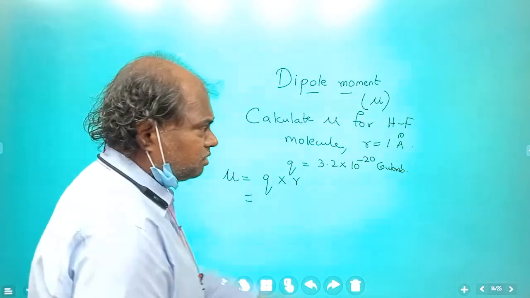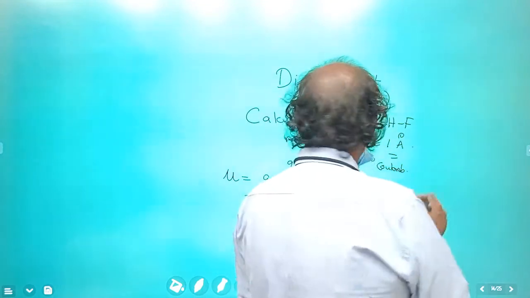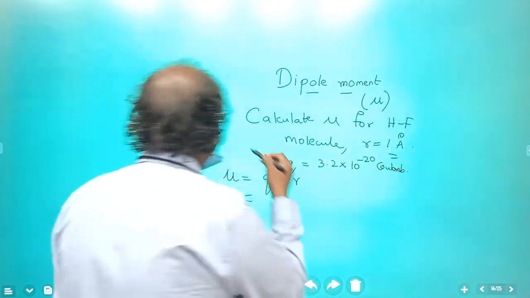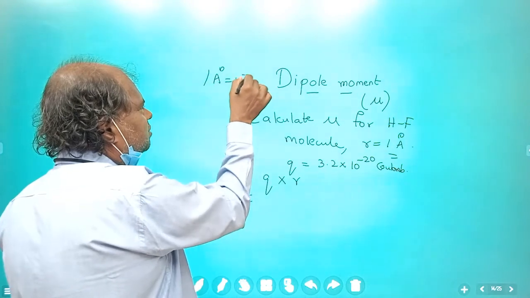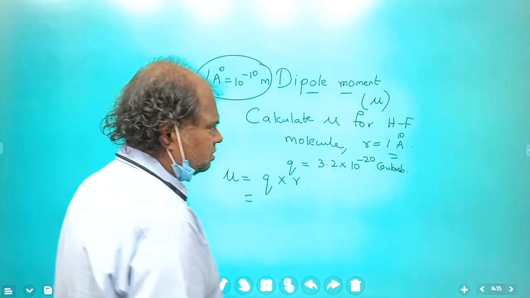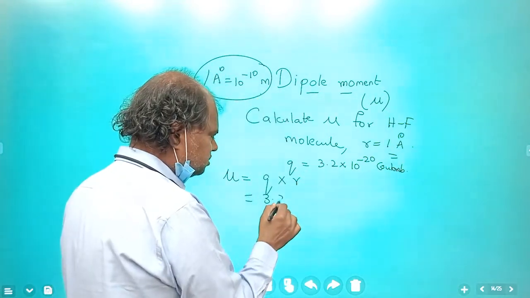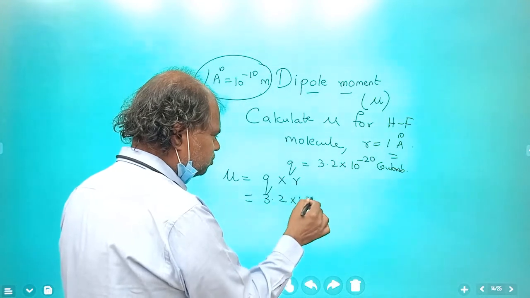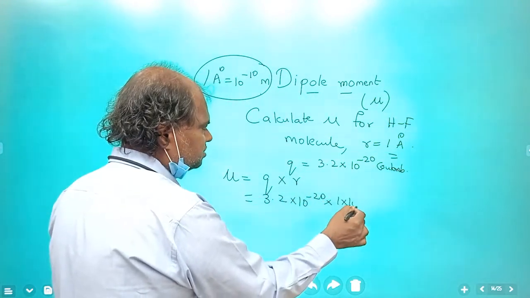Now, students, you have to convert this angstrom to meter. Please remember that is one thing you have to do. What is 1 angstrom in terms of meters? 1 angstrom is 10 to the power minus 10 meters. Please remember this, it is very important. So we have to write that in meters. So what is the answer? 3.2 into 10 to the power minus 20, into 1 into 10 to the power minus 10.